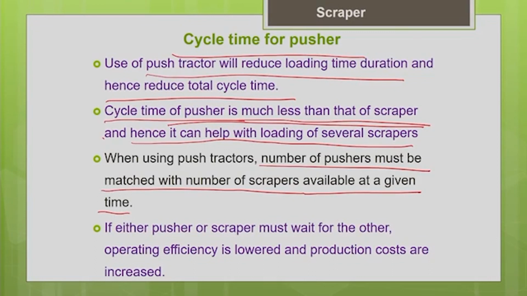So we are going to discuss that in detail later, and we will even work out some problems on how to balance the number of scrapers and the pushers. So this is what is explained here. If either the pusher or the scraper must wait for the other, operating efficiency is lowered and the production cost is increased. Okay, so that is why we need to balance the number of scrapers and the pushers.